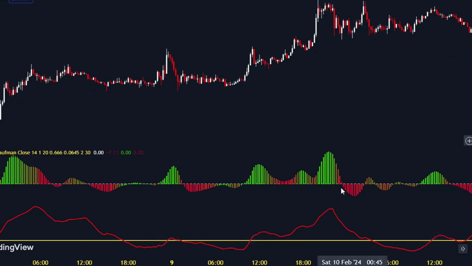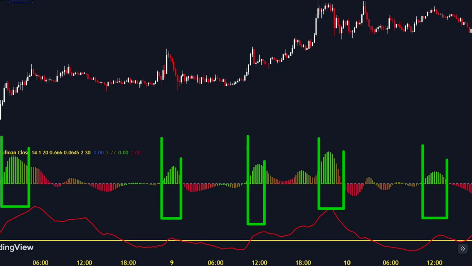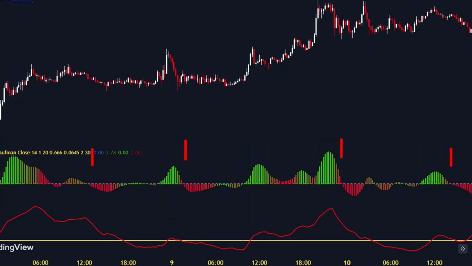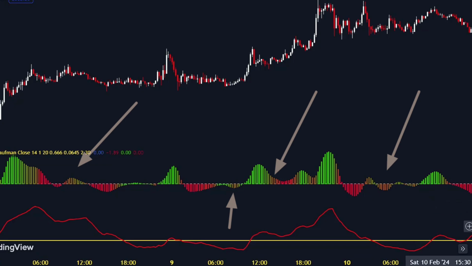Now, when it comes to the T3 velocity indicator, pay attention to the color of the histogram. Bright green means strong upward momentum, while bright red signals strong downward momentum. If the colors are pale, it suggests momentum might be slowing down.